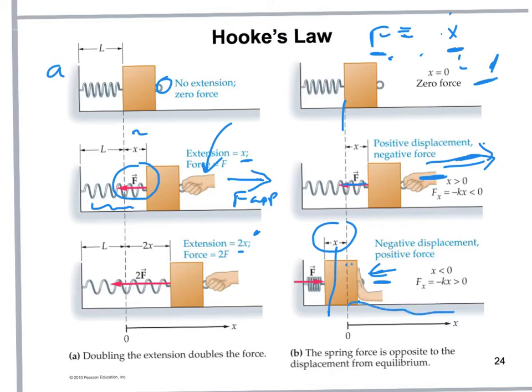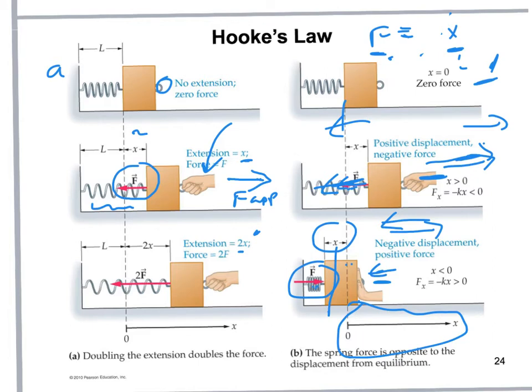We can see that from our coordinate system here. The applied force is still positive, but the spring force back here is now positive. We have a negative displacement, but a positive force here. And this force is negative because it's going in the opposite direction of the applied force, counterbalancing it. So the spring force is opposite to the displacement from equilibrium.